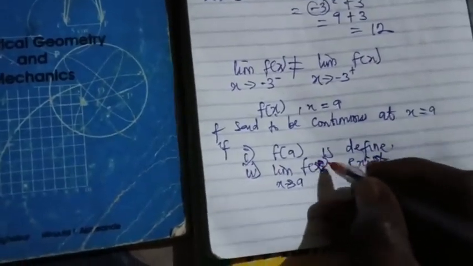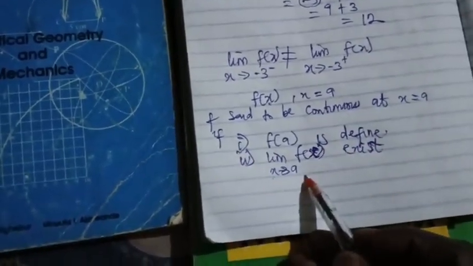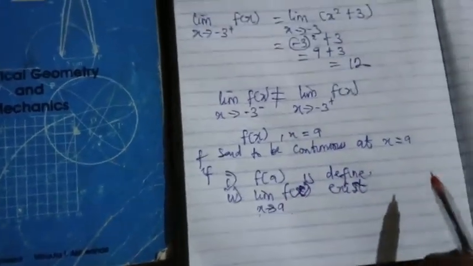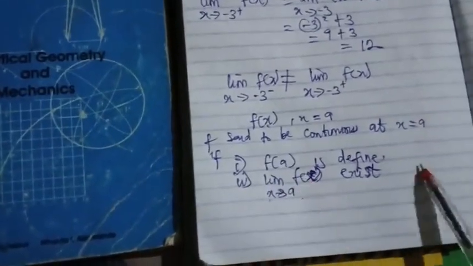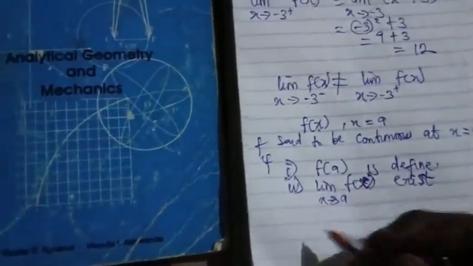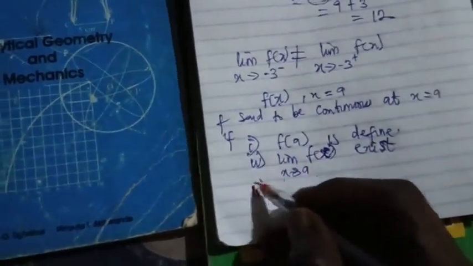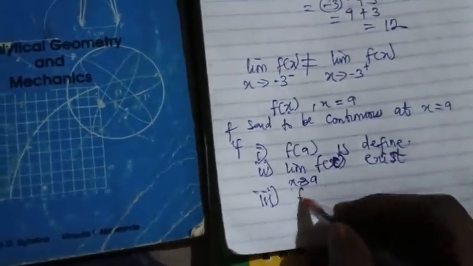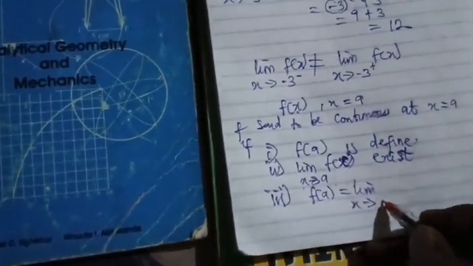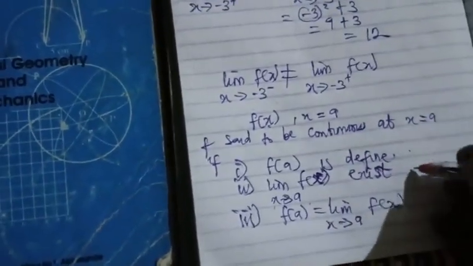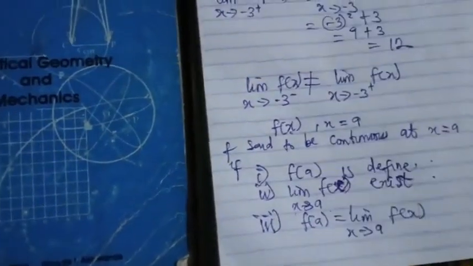The limit as x approaches a of f of x exists. And we've told you that the condition for a limit to exist is what? The limit from the right matches the limit from the left. So now the third condition is what? f of a equals the limit as x approaches a of f of x. That is, the result obtained here will be equal to the result obtained in step 2.